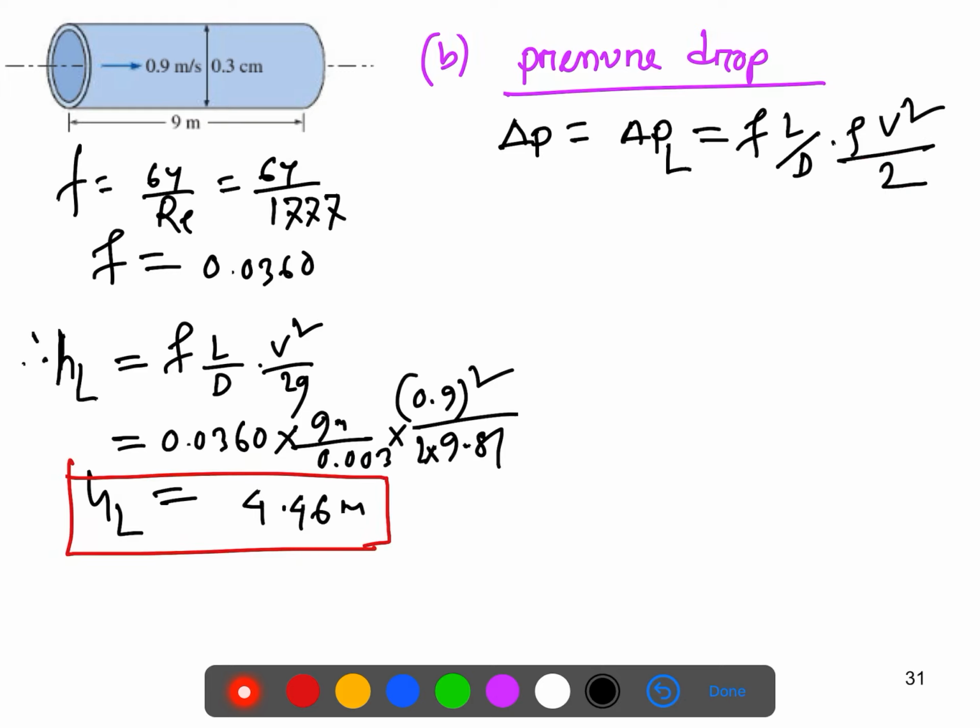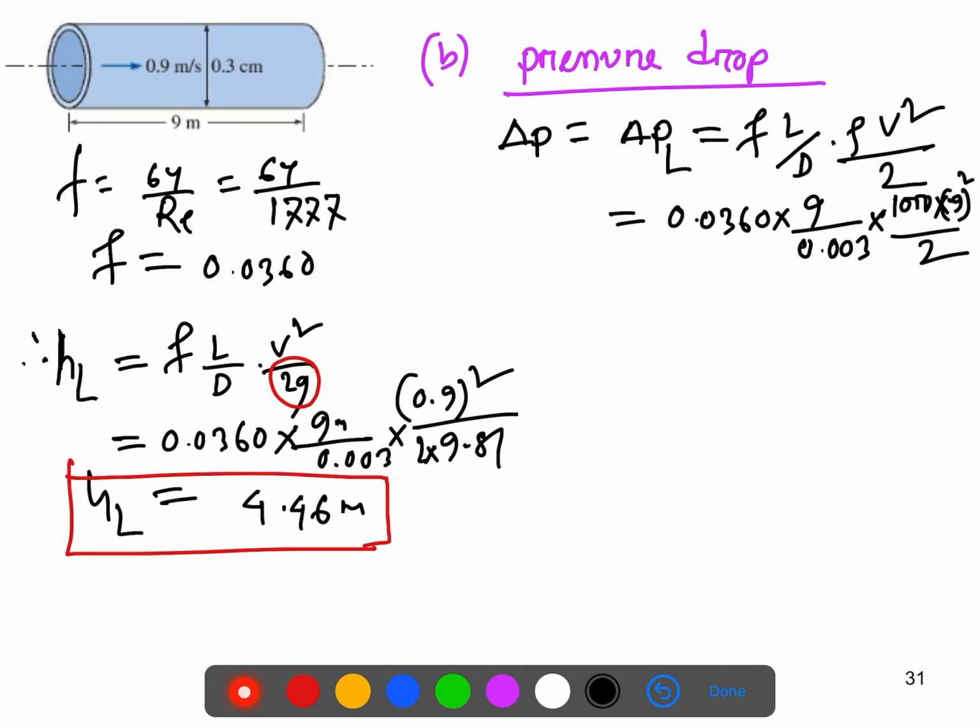You will see the basic differences here. It is 2g in the head loss and we had no density over there. Anyways, so f is 0.0360, length 9 meter, diameter 0.003, density 1000, velocity 0.9, squared, over 2.